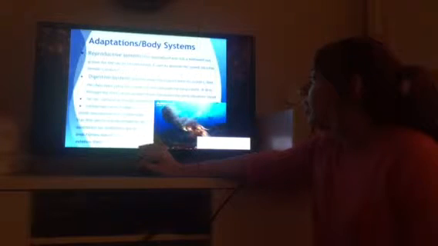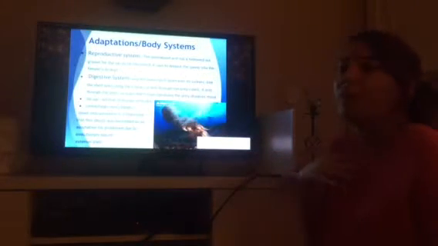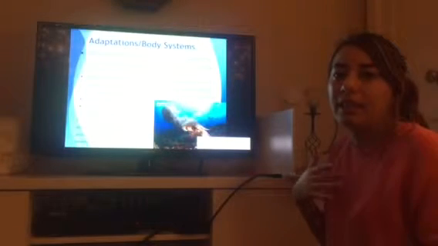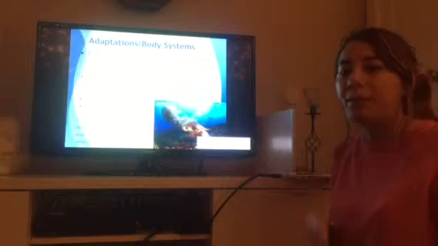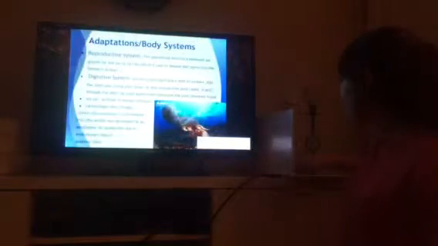Another cool adaptation is the camouflage color change. So its color can warn predators. So if it turns red, it might be ready to attack or something like that.